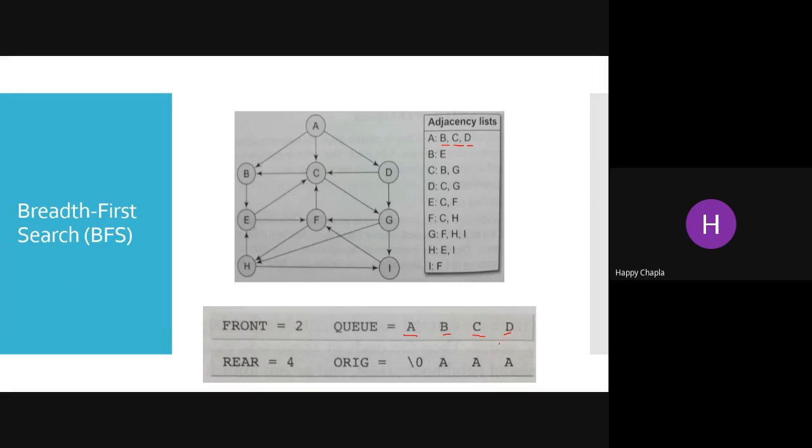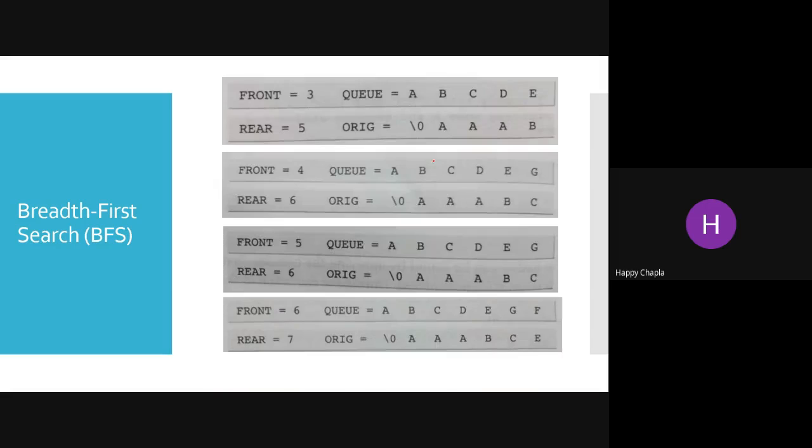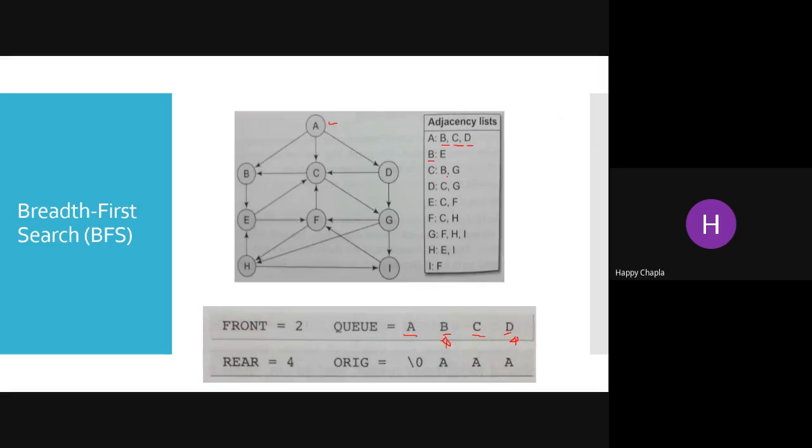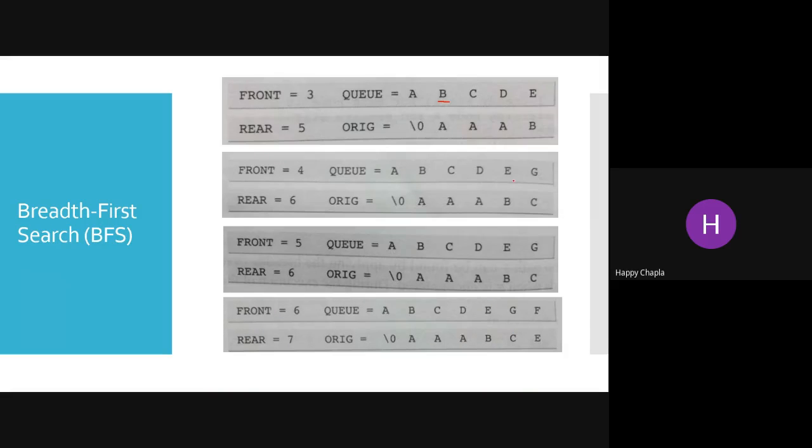Now if I'm making the entries, that means my rear is pointing at this location, D location, right? And front is equal to this. Origin is A, so I am starting from A only. Now my front is equal to 2, that means B. So next you have to take the adjacency list of B. The B node adjacency list is E only, so E is not visited, so we can enter that E over here. Now my rear is pointing over here and my front is incremented by 1, so this one.